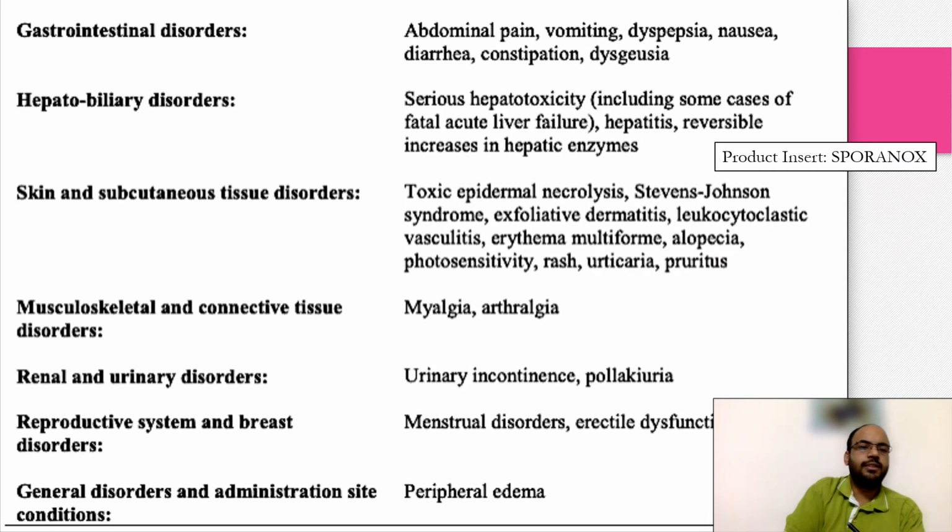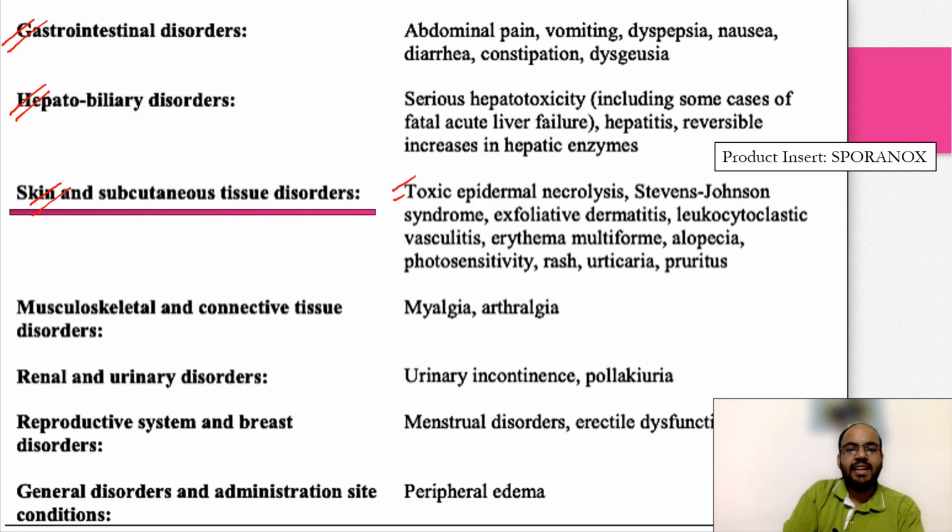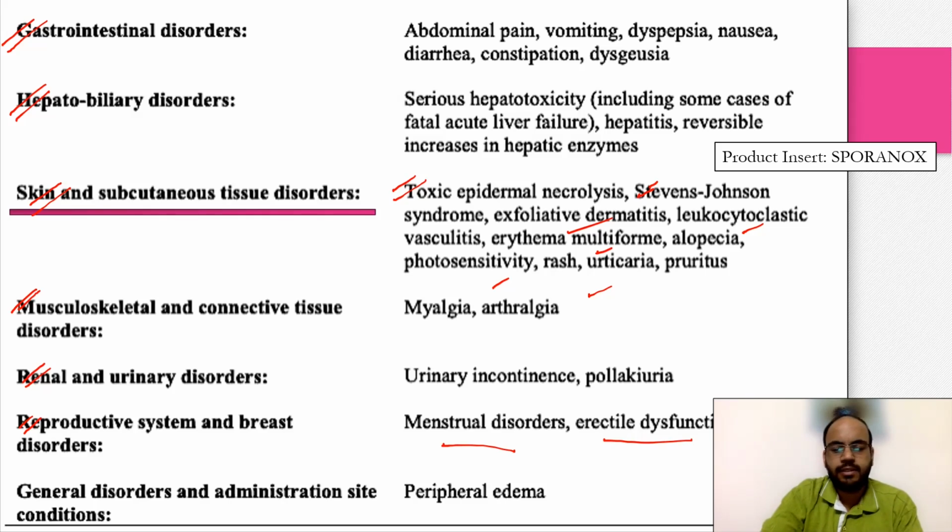Additionally, GI disorders, hepatobiliary disorders, skin and subcutaneous tissue disorders, which includes TEN, SJS syndrome, exfoliative dermatitis, leukocytoclastic vasculitis, erythema multiforme, alopecia, photosensitivity. So these are important for us as dermatologists, that these kind of side effects can happen. Other systems that may be involved are musculoskeletal or connective tissue, kidneys, urinary disorders, reproductive system. It can cause menstrual disorders and erectile dysfunction, but there is no effect on androgens per se.